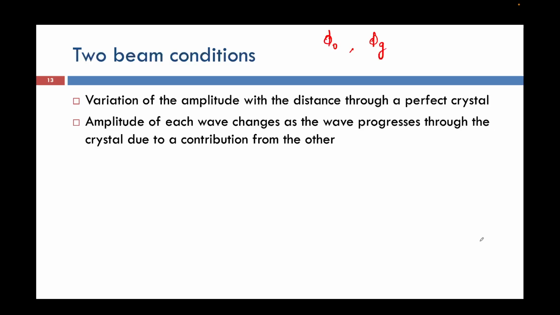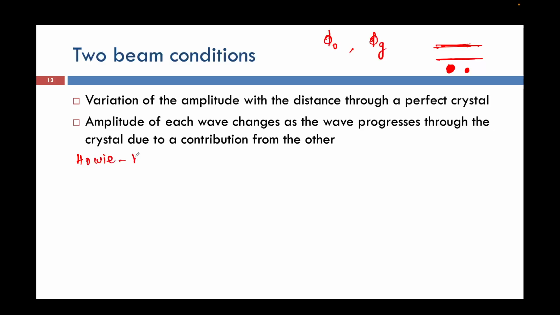And this is why amplitude I have to get, because the amplitude of each wave changes as the wave progresses through the crystal due to a contribution from the other. That means as my crystal is there, the moment I get the direct beam and also a diffracted beam, this direct beam is also getting affected by this diffracted beam, and the diffracted beam is also getting affected by the direct beam. So this kind of amplitude variation with the distance, if I want to quantify, then I can quantify by using a set of equations.